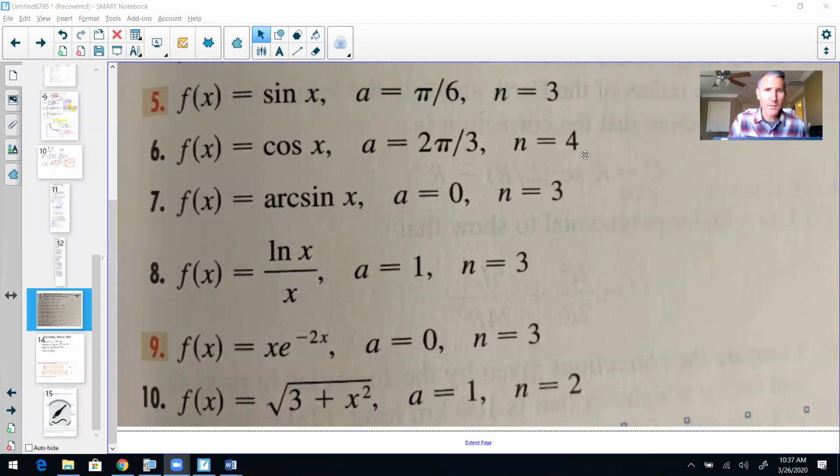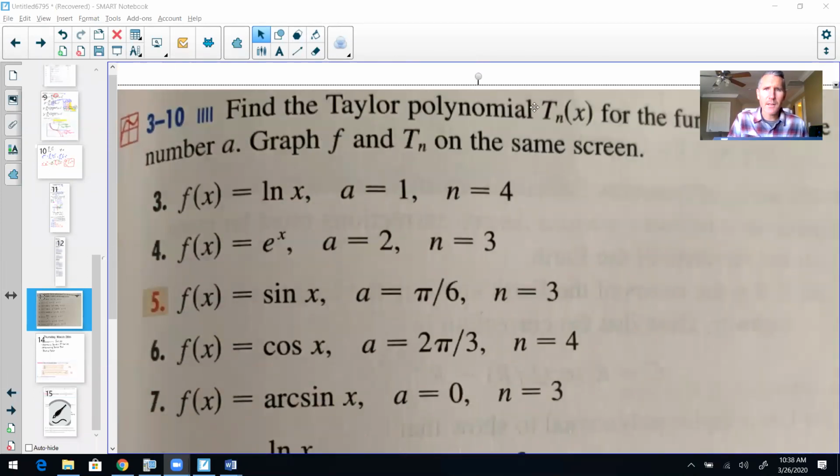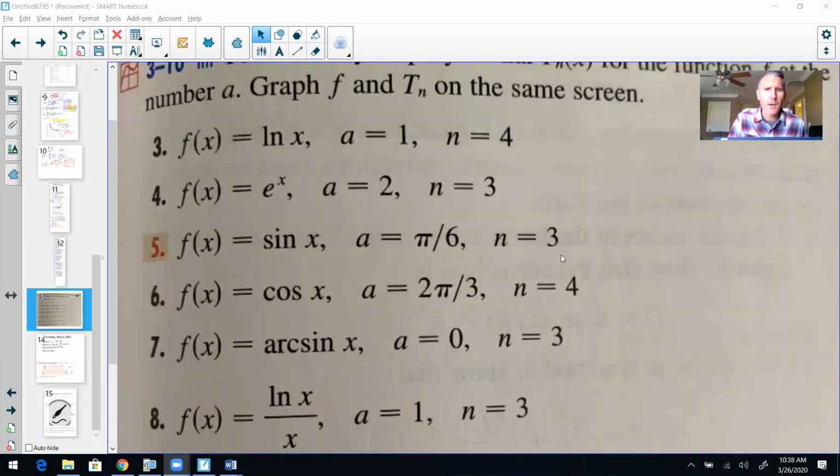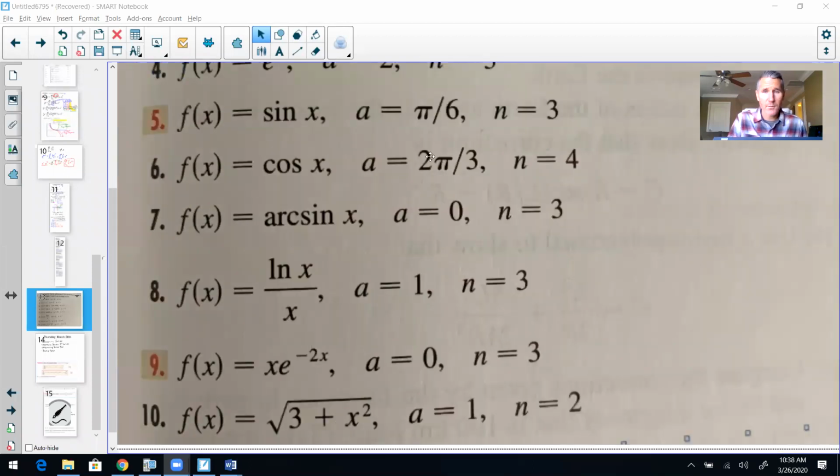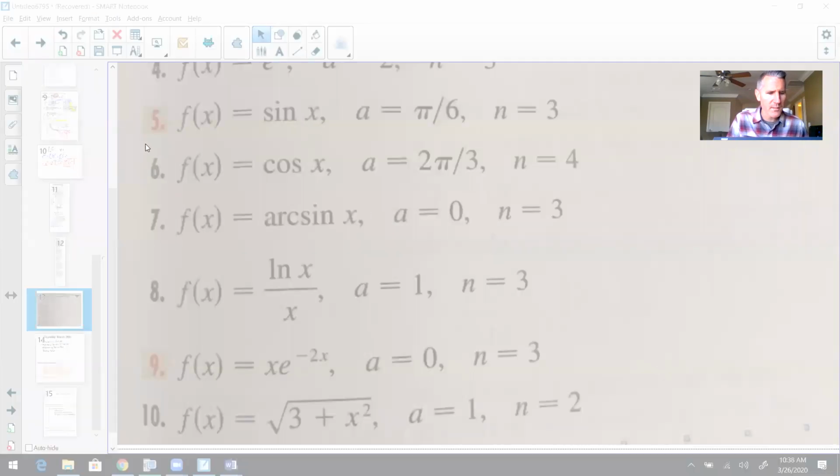All right, here we go. This was the homework assignment that I gave you guys on Tuesday. And this is all about finding the Taylor polynomial centered at whatever they give you for a. So let's go ahead. I'm going to start with problem number 6.